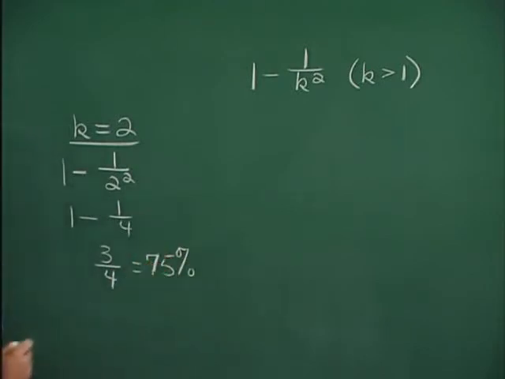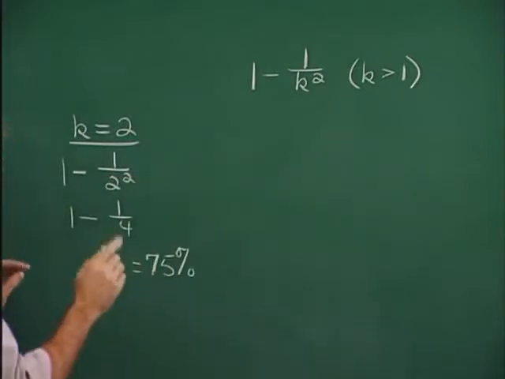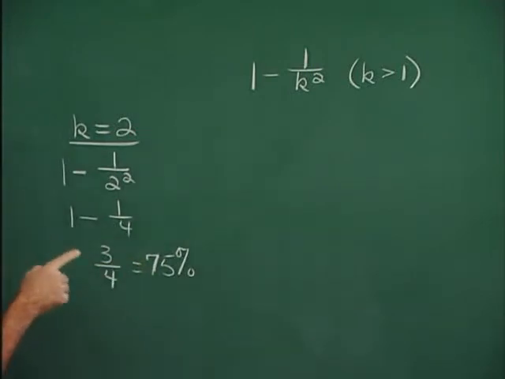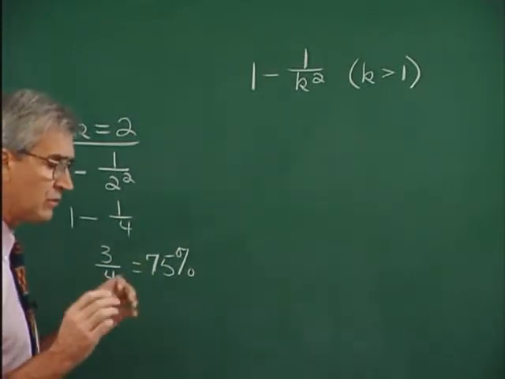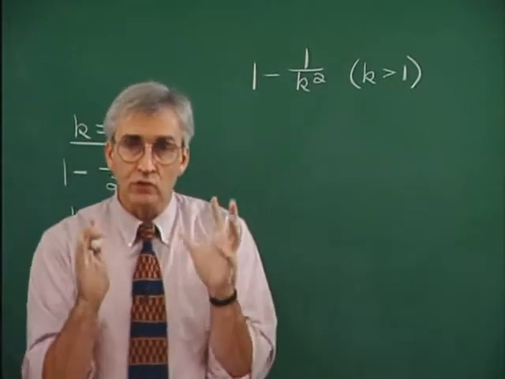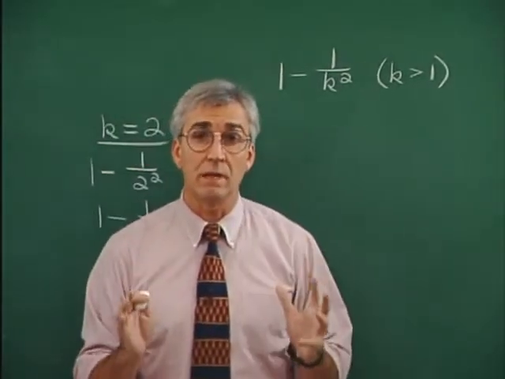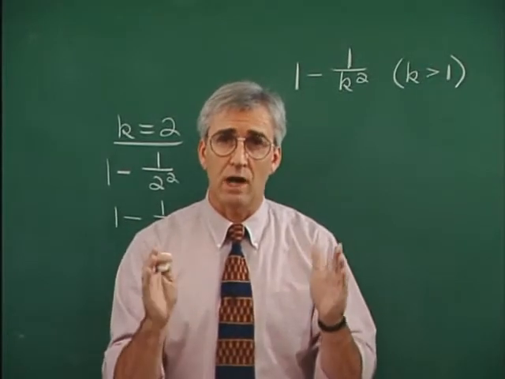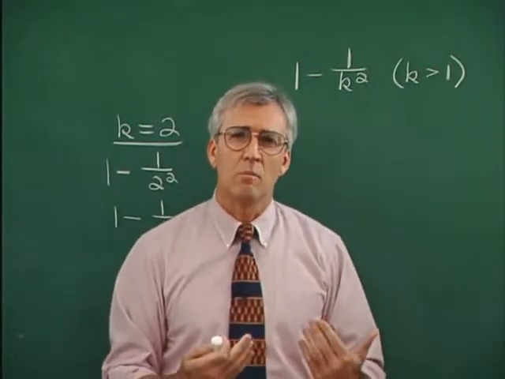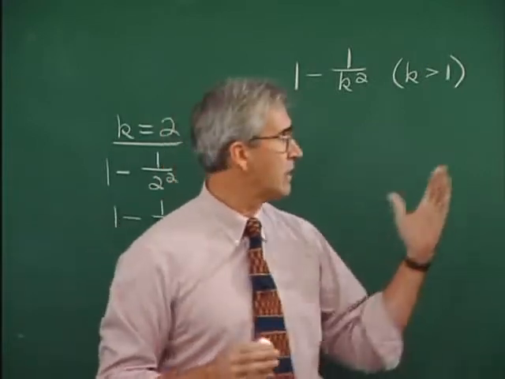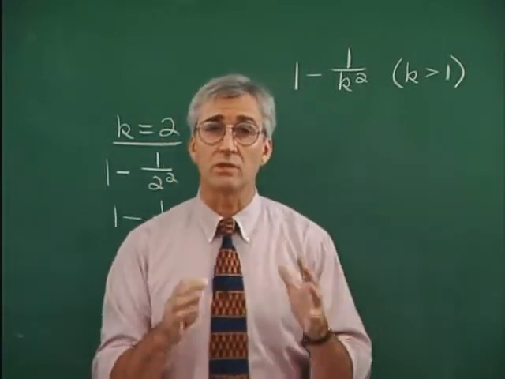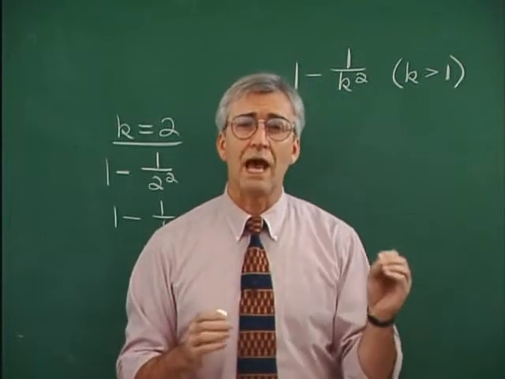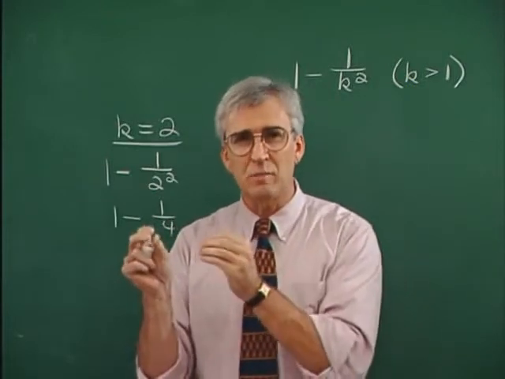So Chebyshev is saying that in any data set, 75% of the data values will be within 2 standard deviations of the mean. That's kind of important. We'll see why later. But this conjecture, or this theorem, is probably more significant in its generality than in its specific.